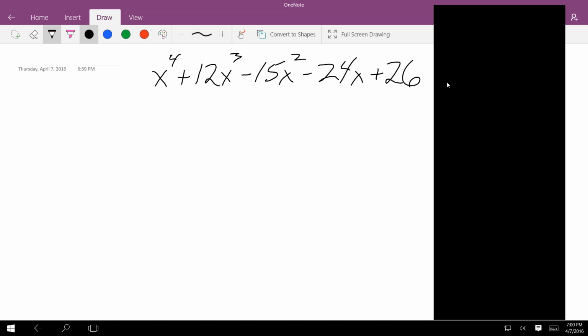Notice how many factors of 26 there are. 26 and 1, 13 and 2. I guess that's all of them. Yeah, let's give it a shot without a calculator. What I've found is the case when students give me these kind of problems is that they were meant to be done with a calculator. In other words, I have a calculator on my computer that will give me the zeros.